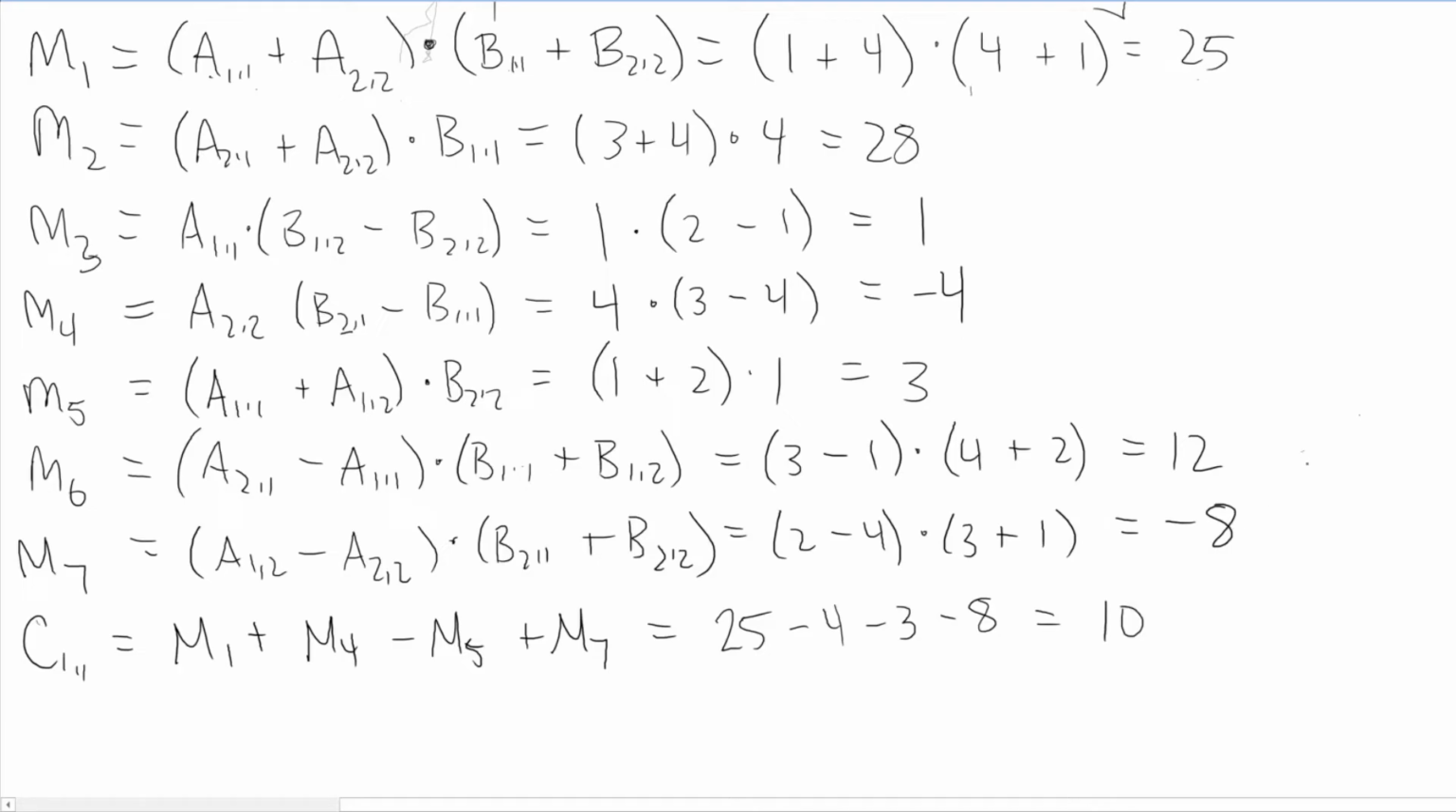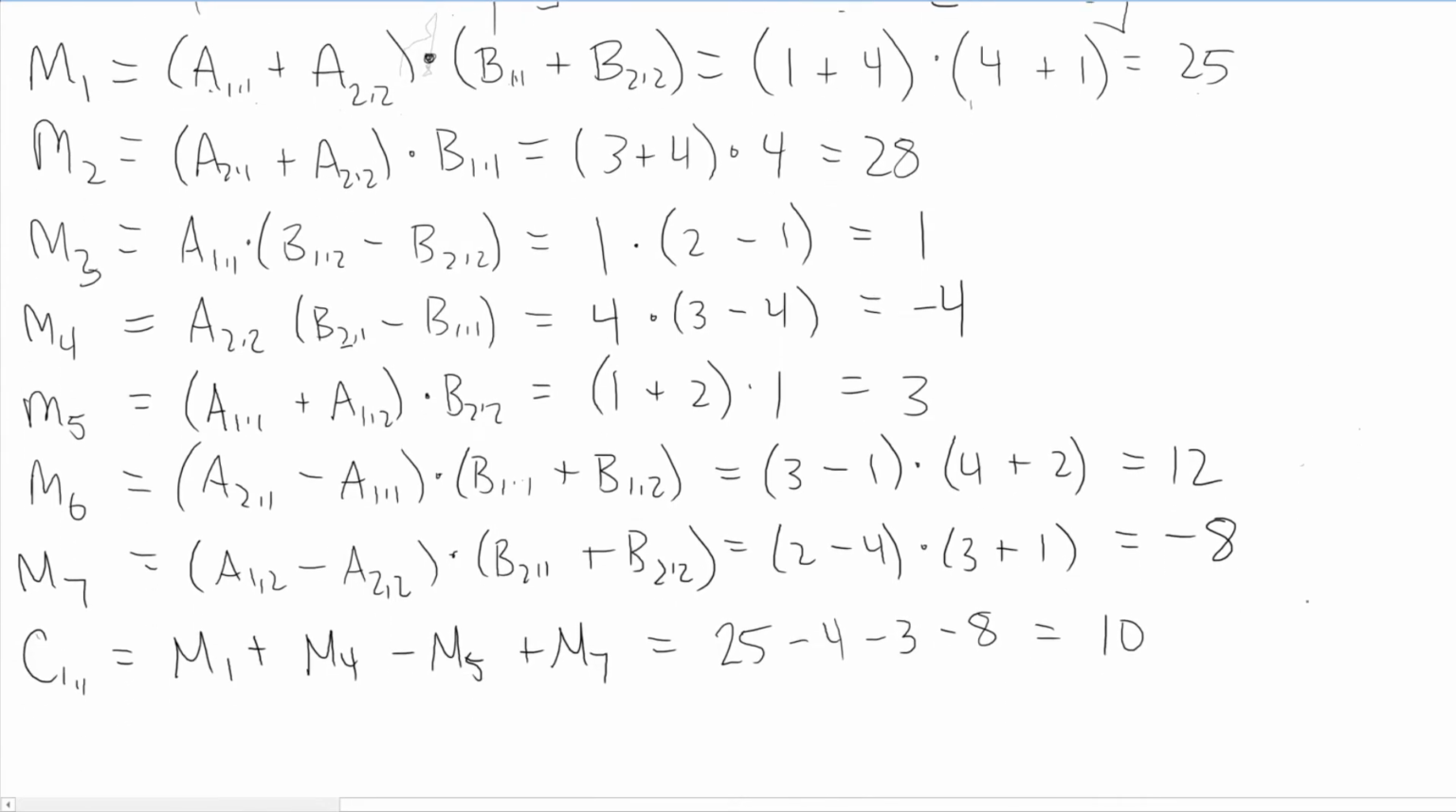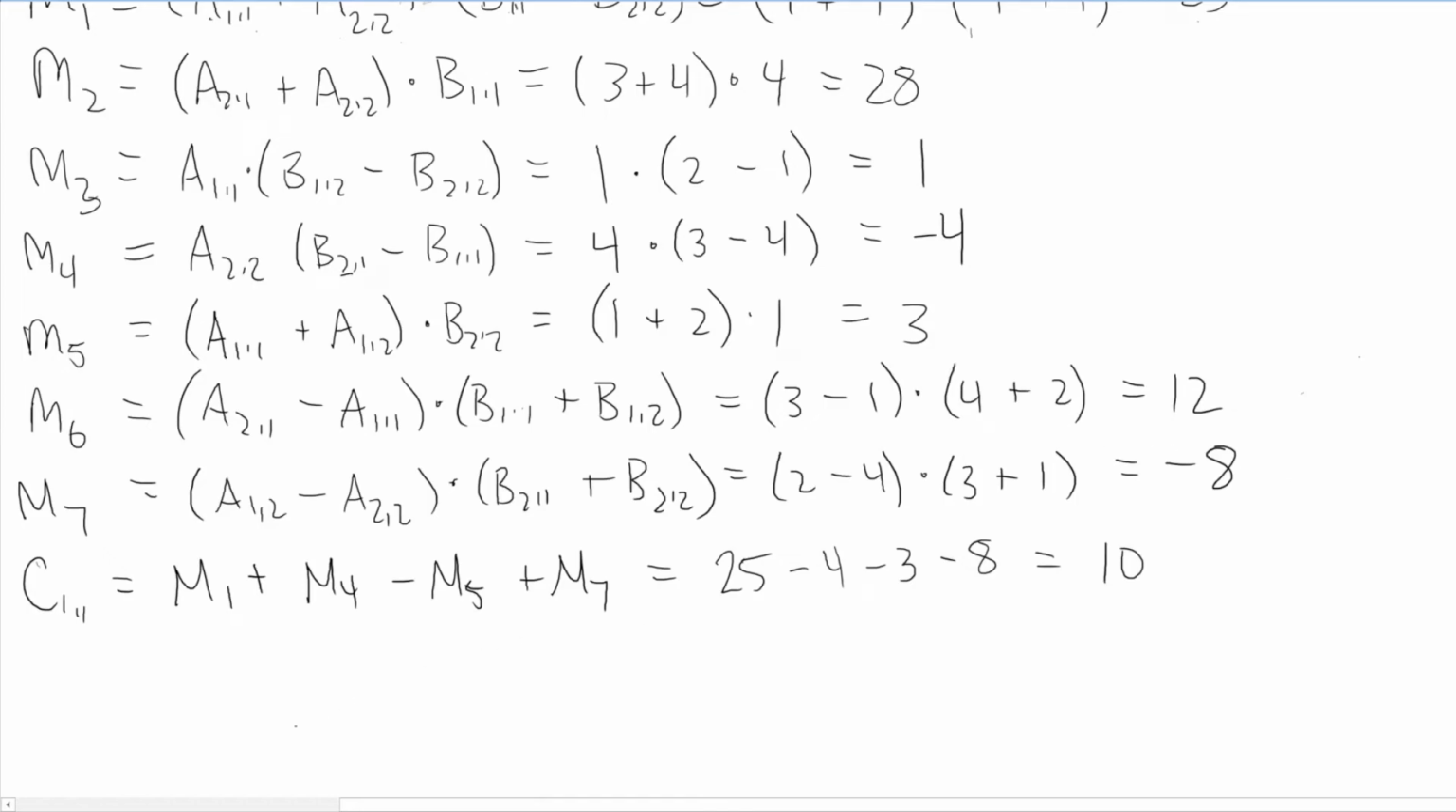Now let's go back and double check. Sure enough, C11 is 10. Looks like so far so good. Strassen's algorithm is getting us where we're aiming.